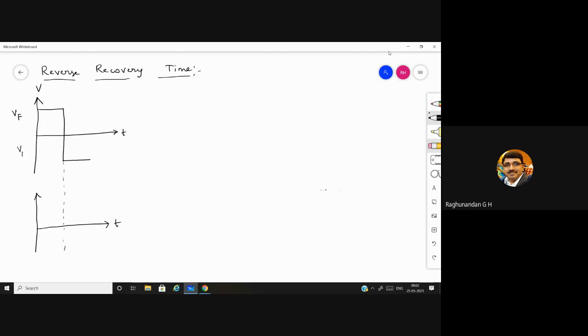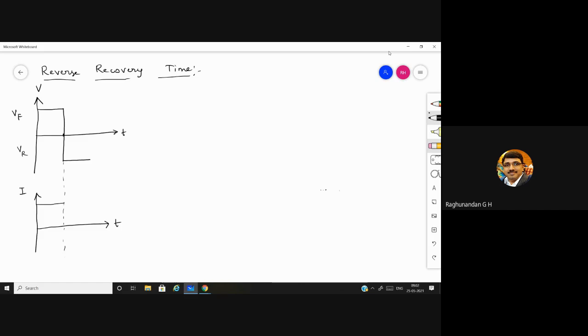This is the reverse voltage which we are going to apply, and this is the waveform which I am going to plot for current versus time. So initially when voltage is positive under forward bias condition, the current is also positive and you will have maximum current. See here, you are suddenly reverse biasing it. That means you are giving negative voltage at this particular time duration.